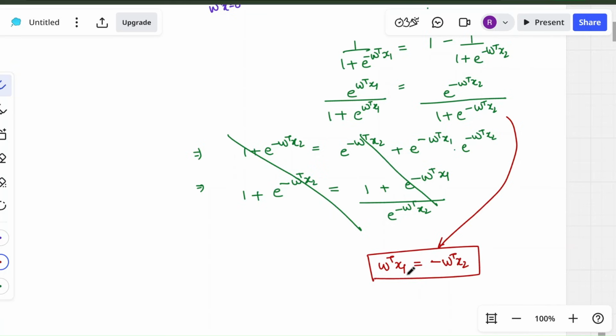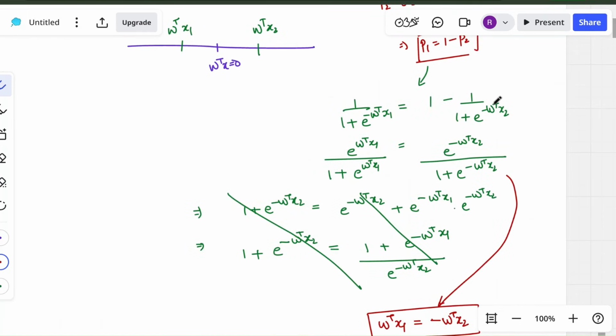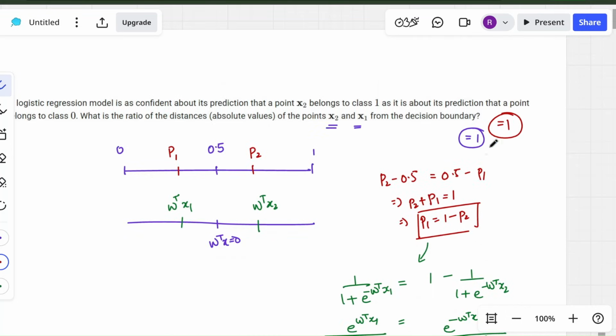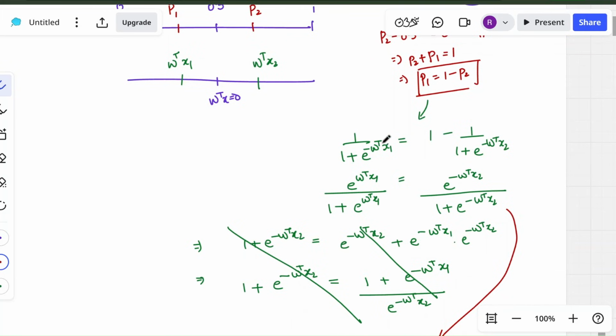What does it mean? It means that they are in the same distance from W transpose x equal to 0. It's just that they are in the opposite directions. So the ratio of distances will be equal to 1. It's quite intuitively clear, but to have a formal conclusion, you can just do this. And see, from here, how did I conclude W transpose x1 is same as negative of W transpose x2?